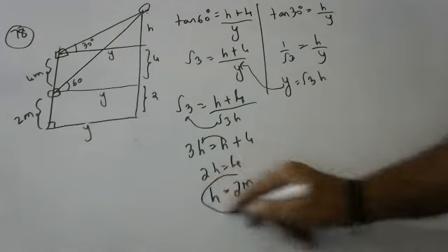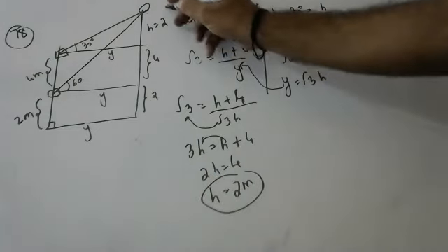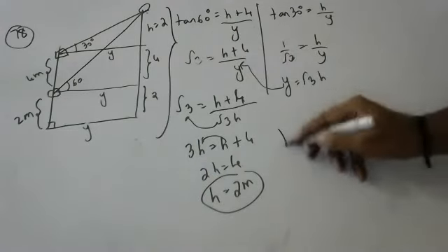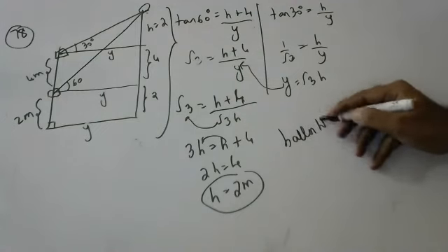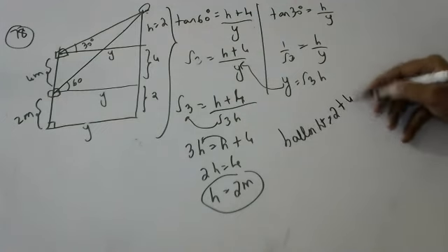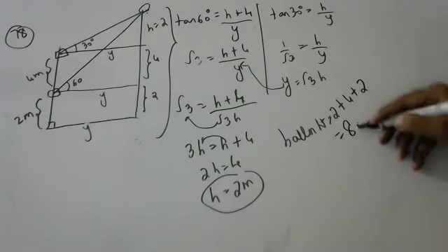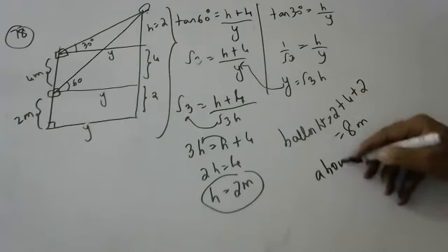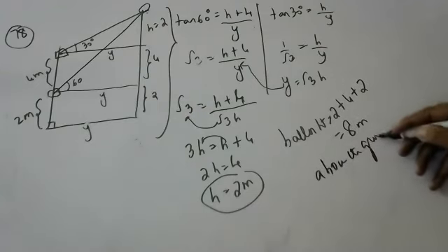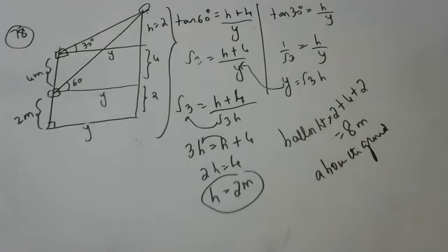So 2h is equal to 4, so h is 2 meters. If this is 2 meters, what is the height of the balloon? Height of the balloon is equal to 2 plus 4 plus 2, that is 8 meters, sir. 8 meters above the ground. In this way, we have successfully completed our exercise. Okay, now tell me your doubt.